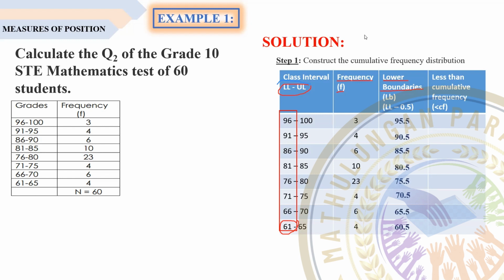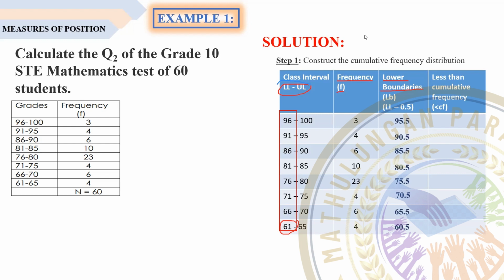So that is how we got the lower boundaries. Again, our lower boundaries are the lower limits, the part we boxed earlier in the first column of the class interval, minus 0.5 only. Okay, so we're done with the third column.